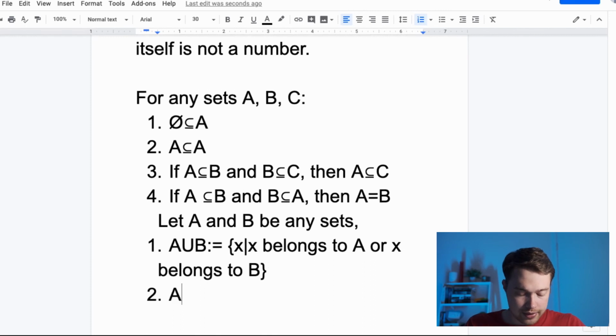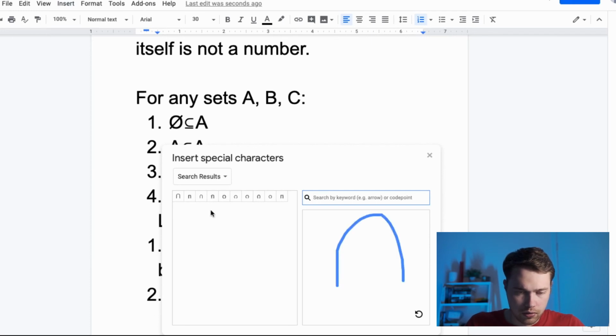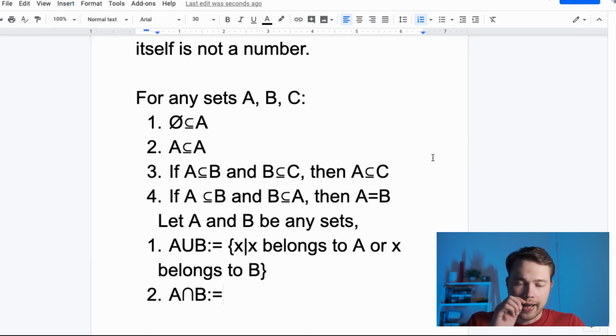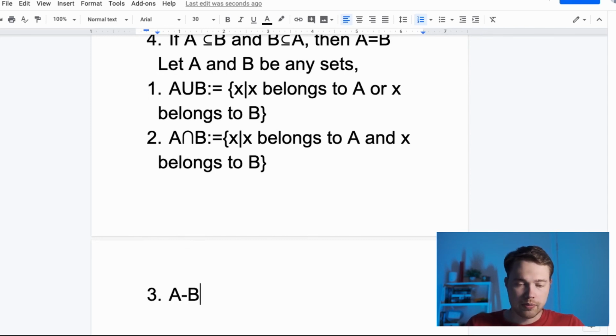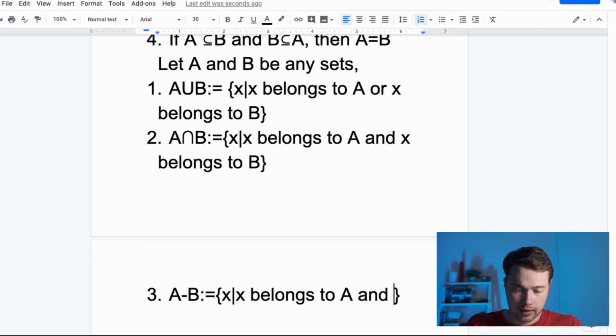Now the opposite. What is intersection using set-builder notation? How can we define that? I'll use the proper character here. A intersection B, same thing. It is a set of all X such that X belongs to A and X belongs to B. What else? A minus B. How can we define that? Same thing. It is a set of all X such that X belongs to A and X does not belong to B.